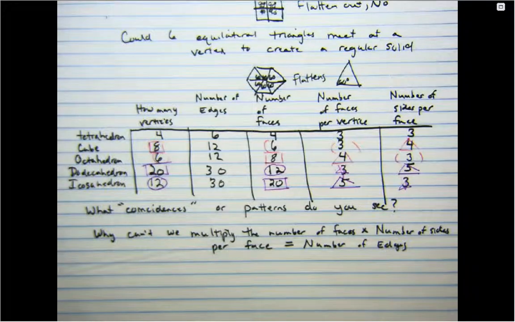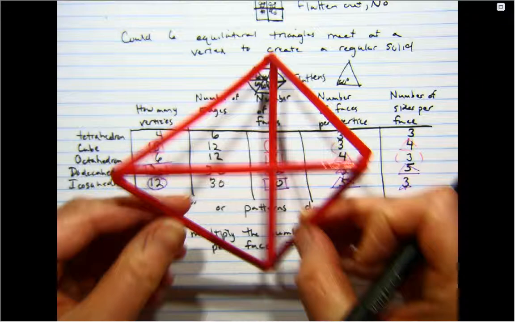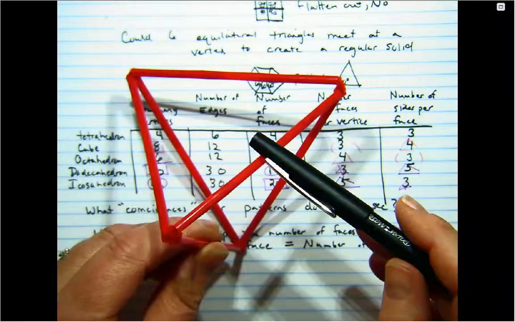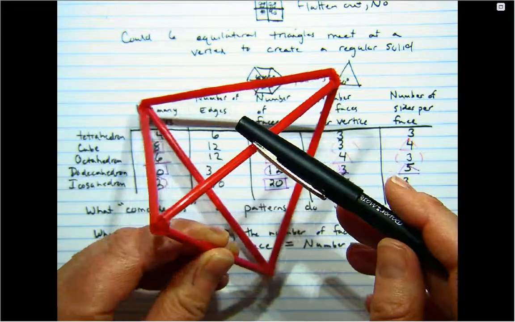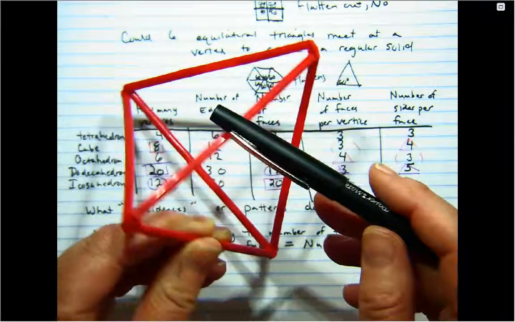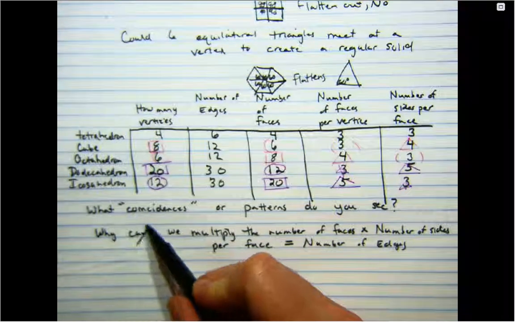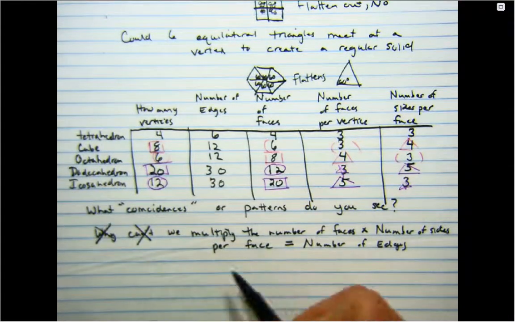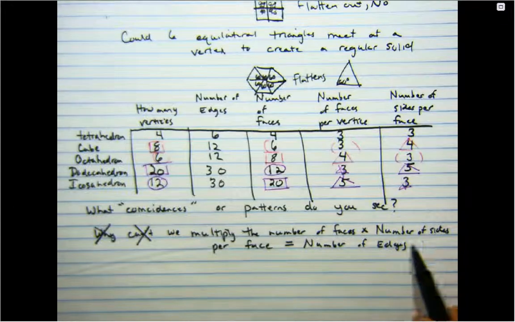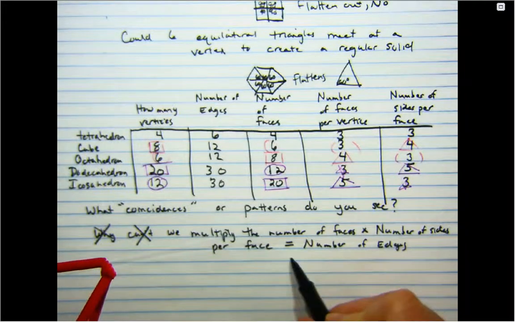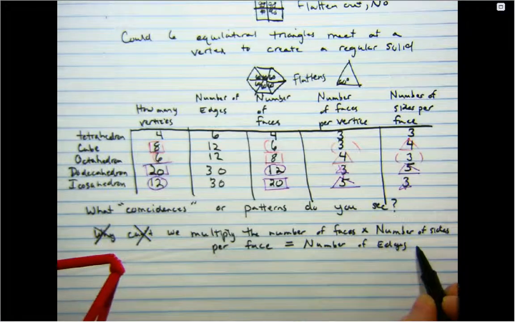Each edge is used on 2 faces. So this edge is used for one triangle on its left side and one on its right side. And so we could, in fact, say the number of faces times the number of sides per face gives us the number of edges times 2.